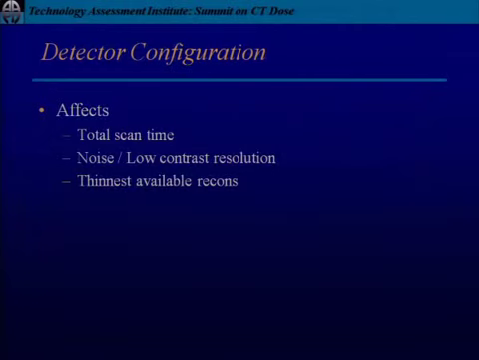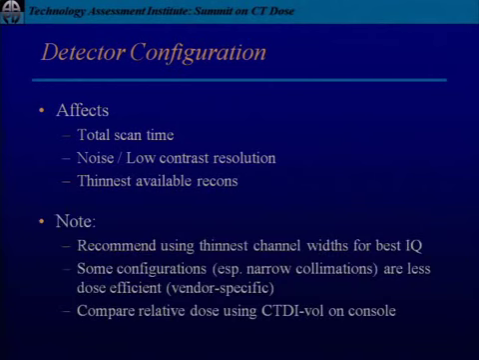Okay, so we know detector configuration affects the total scan time because it can affect the total collimation, the total beam width. It can affect the noise and the low contrast resolution, and it also can affect the thinnest available recons, the thinnest recons that are possible after the acquisition. A few things to note here. We typically recommend using the thinnest channel widths for best image quality. This is also important if you're going to be doing any reformats where you would want very thin images. At least you will have those available. And it's also a way to avoid some artifacts. As I mentioned, some configurations are less dose efficient.